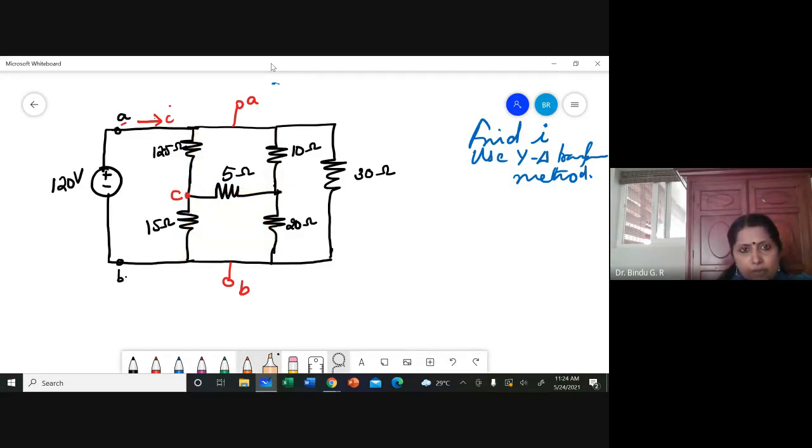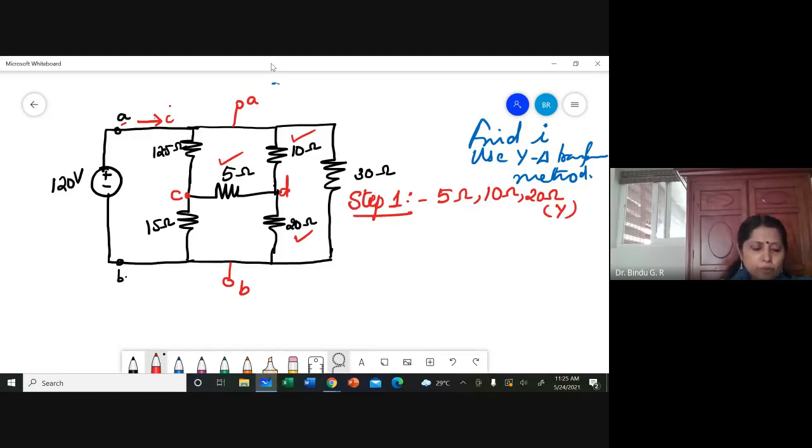So let me do one thing. It is not necessary that you follow the same way, but let me think about this. Step 1. Or let us do it together. In the next problem, which is given as an assignment, you can do yourself and try. Step 1. I'll consider 5 ohm, 10 ohm and 20 ohm. They are in star. I'm going to convert them into delta.